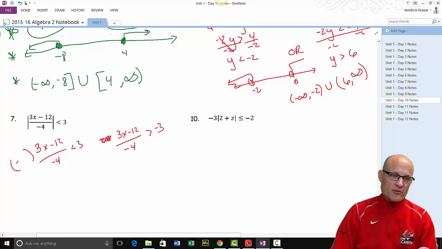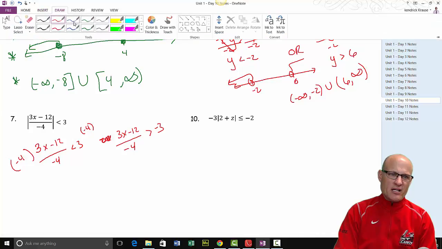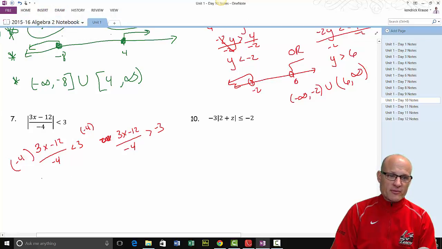We're going to multiply both sides by -4. Wait a second, I'm multiplying by a negative? Does that mean I have to flip the sign, Mr. Krause? Because I don't even remember. Yes, it means you have to flip the sign.